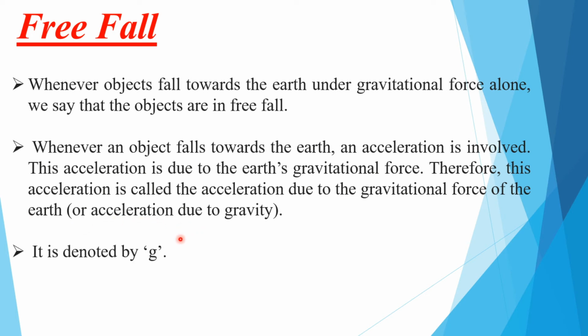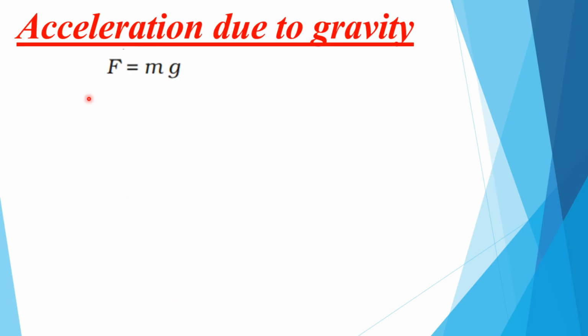Now it is denoted by small letter g. The SI unit of g is meter per second square. It is the same as that of acceleration. So acceleration and acceleration due to gravity have the same unit. Now let us find out the value of g.